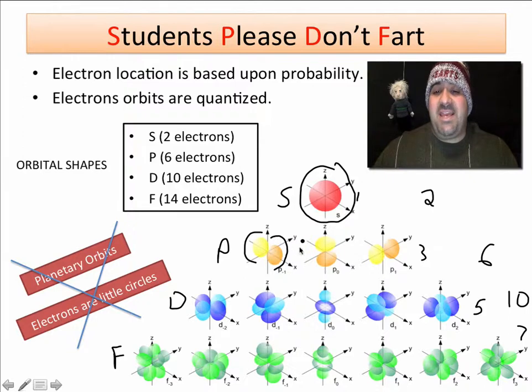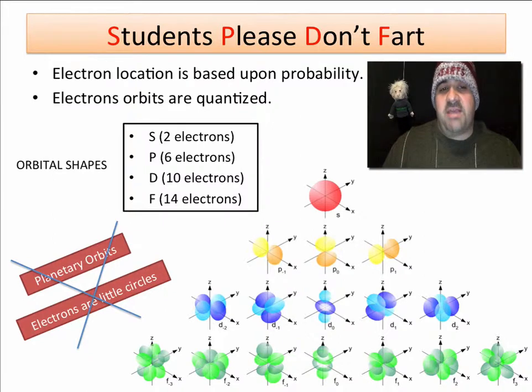Just realize these shapes, based on a whole bunch of math, Schrodinger wave equations, and so on, are where we find electrons in an atom. And these are the 4 shapes. It's based on probability, only a 90% chance of finding an electron in these regions. But there's an S, a P, a D, and an F shell or orbital.